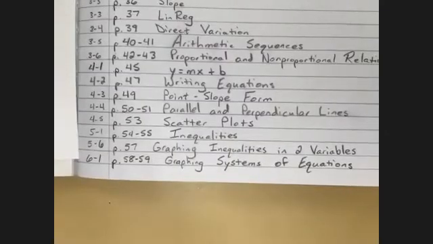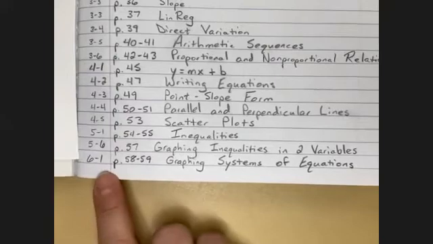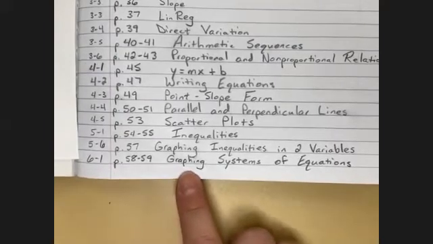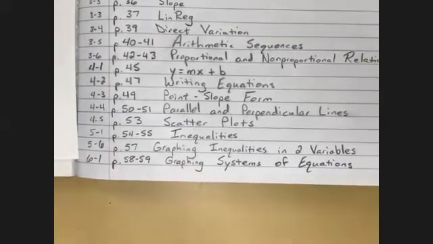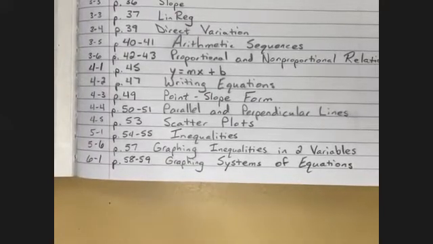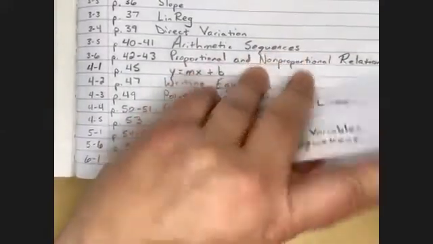So today we are starting chapter 6 in algebra, and we're going to be talking a lot about systems of equations. So in chapter 6, section 1, we're talking about graphing systems of equations. So make sure you have that down in your table of contents. And then flip over to page 58 and 59.